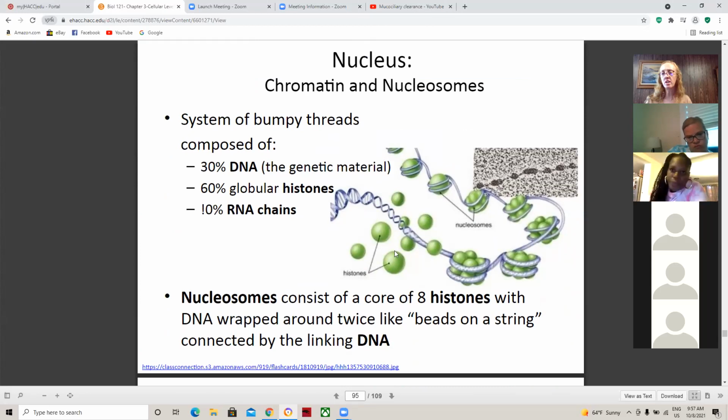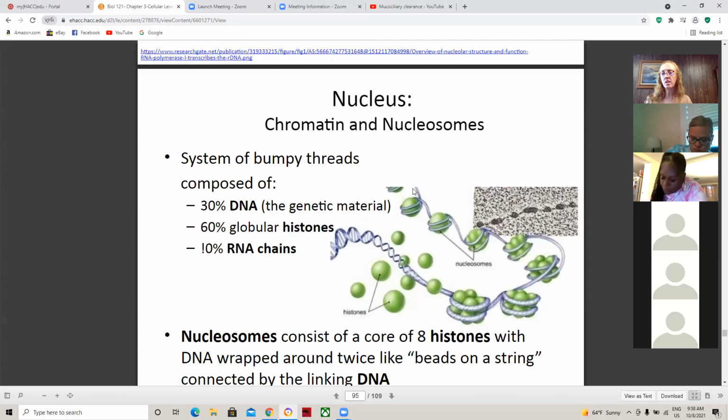In the nucleus, the chromatin and the nucleosomes are contained. The chromatin is a system of bumpy threads composed of 30% DNA, 60% globular histones, and 10% RNA chains.